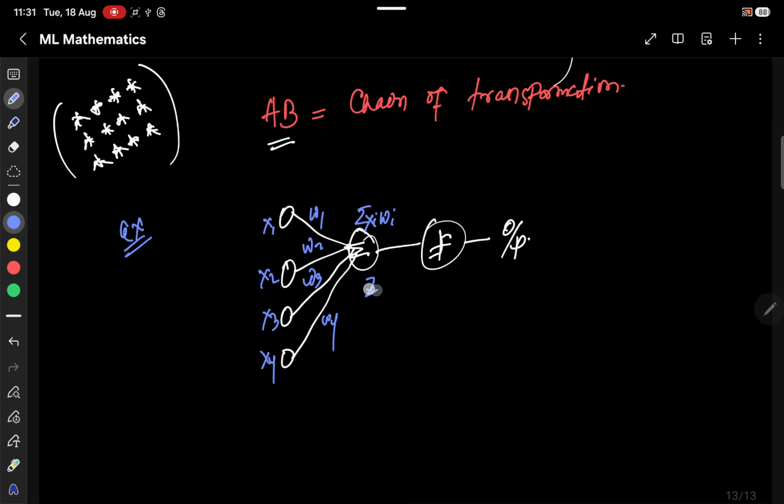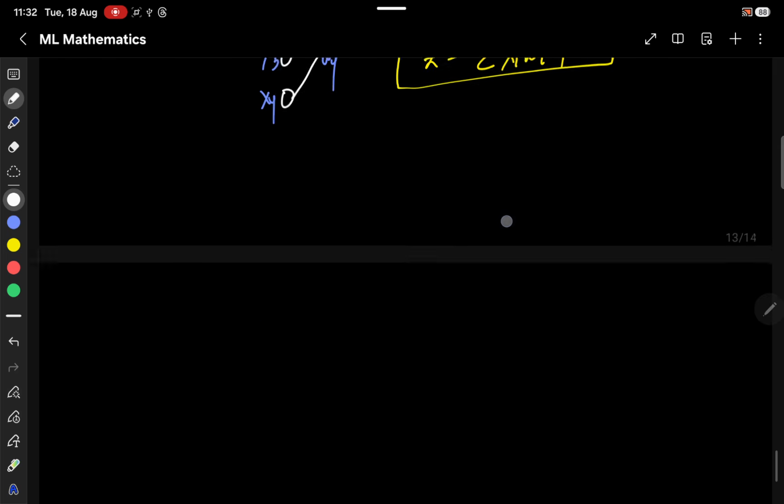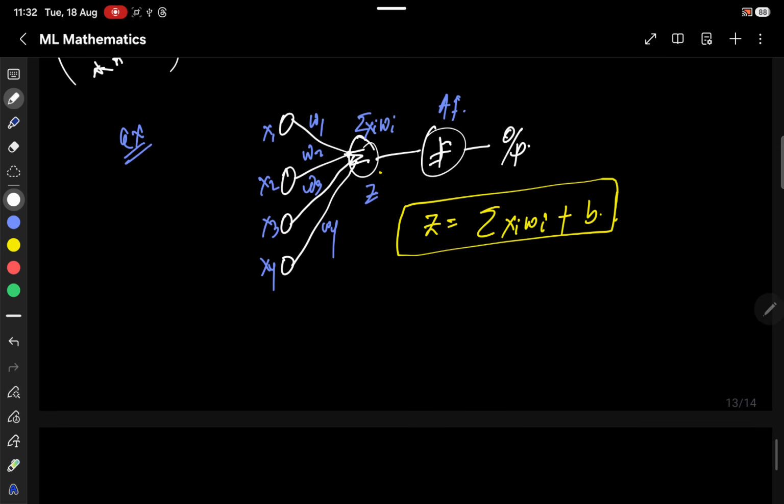Let's say this is my z. Here z equals the summation of xi wi plus b. This is mostly what z means. Then this z goes through something called an activation function. If you put this z value into the activation function, you get the output. That is what mostly happens in a neural network, and neural networks are the base of whatever is happening in AI right now.